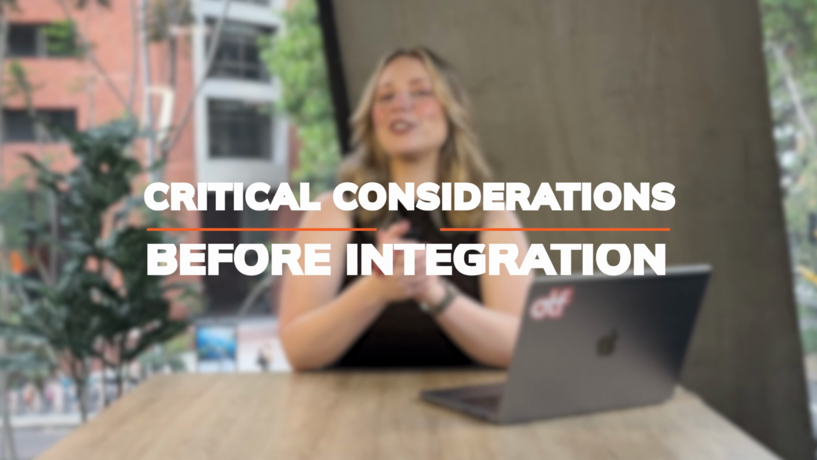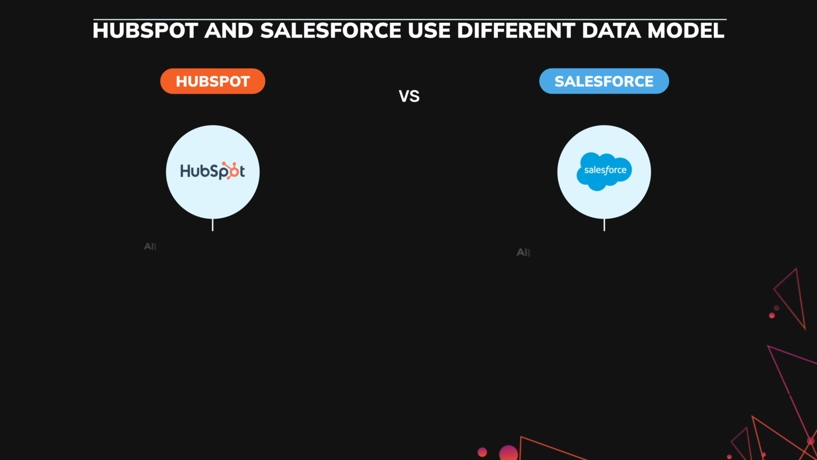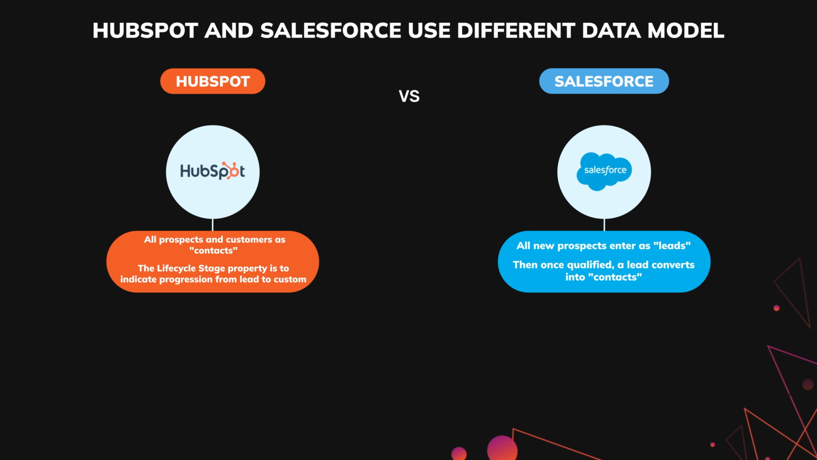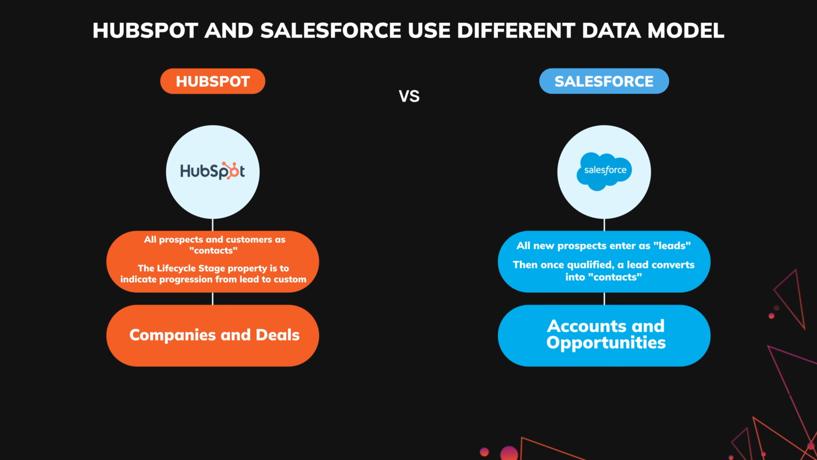Before we go into the step-by-step setup of this integration, there are critical things you need to know to prevent integration failure. First, both systems use different data models. HubSpot treats all prospects and customers as contacts and uses the lifecycle stage property to indicate progression from a lead to a customer. Whereas in Salesforce, all new prospects enter as leads, then once qualified, a lead converts into a contact.